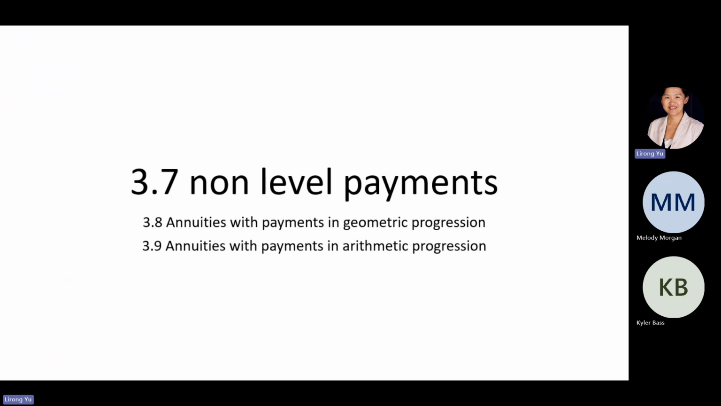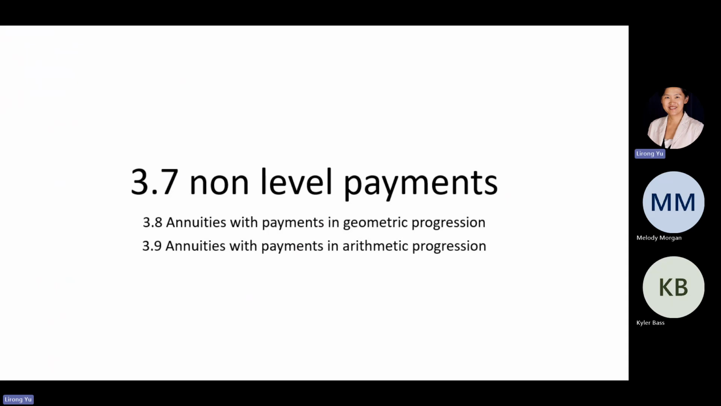But as long as there is any pattern involved in the whole payment plan, we want to know their present value, and we want to know their cumulative value in the future. So this 3.7 handles that kind of situation. 3.8, I'm putting them all 3 together, is when the payments have geometric progression. So let's say you pay 10 and then 10 times 1.5 and then 10 times 1.5 times 1.5. So if it's in geometric fashion with all the payments, that's what we handle in 3.8.